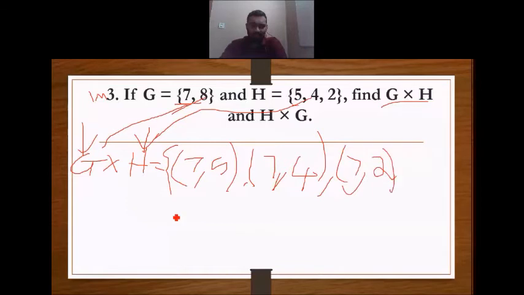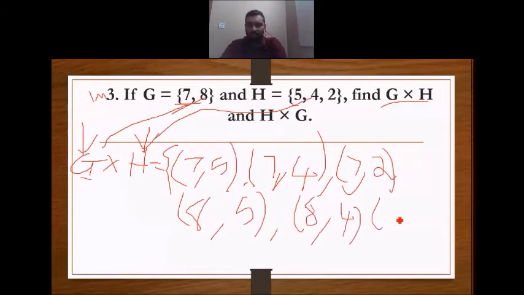Next, we can get the first element from G, so 8, and the second element from H, (8, 5). Then we can get (8, 4). Then we can get (8, 2). So this is nothing but G cross H, where the first element is from the first set G and the second element is from the second set H.